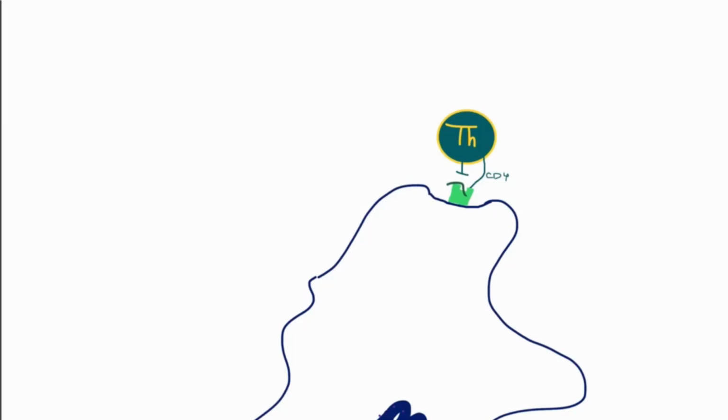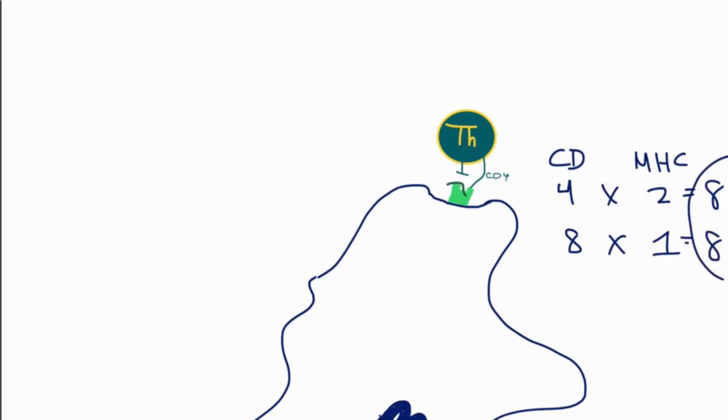A good mnemonic to help remember which MHC class binds which co-receptor is that when you multiply the MHC class and its associated CD molecule, you always get 8. So CD4 times MHC2 equals 8, and CD8 times MHC1 equals 8 as well.